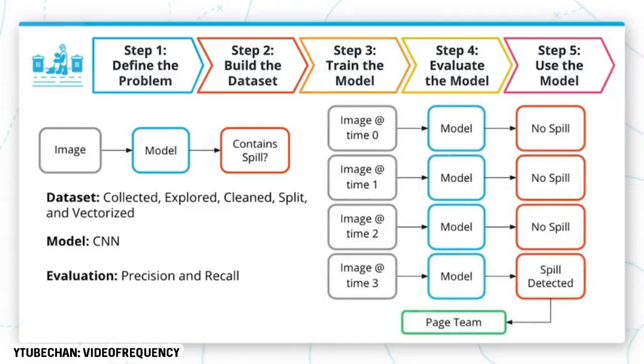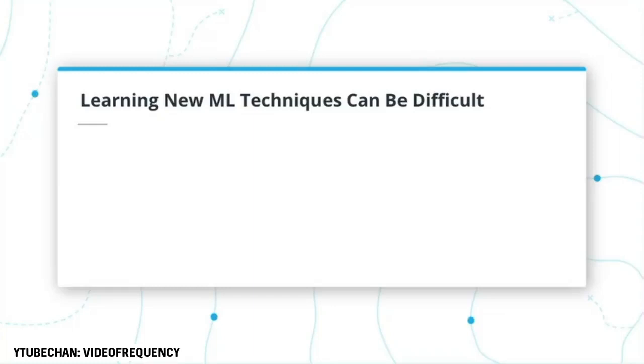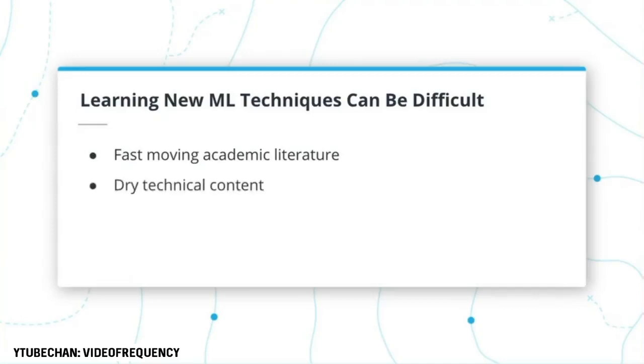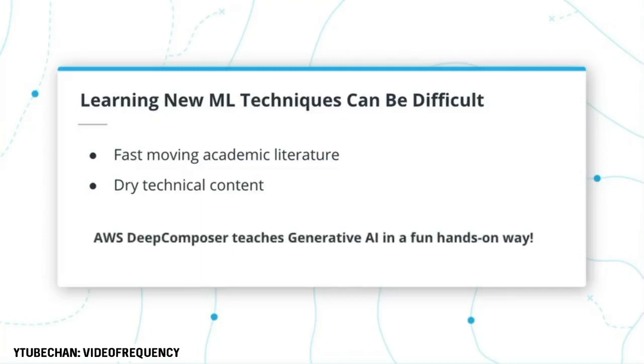We have heard from developers again and again that learning new machine learning techniques, especially cutting-edge ones, is difficult due to the fast-moving academic literature or dry technical content. This is why we created AWS DeepComposer, so you can get started with machine learning and generative AI in the context of music.